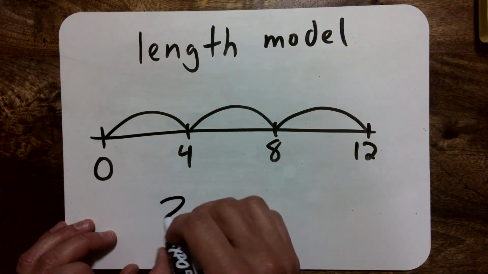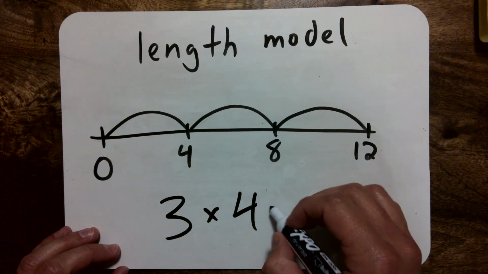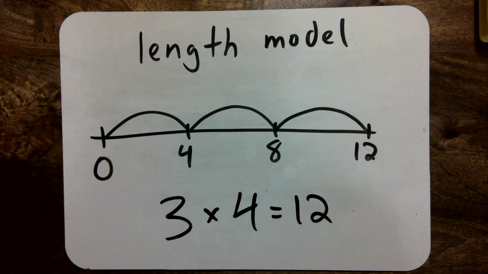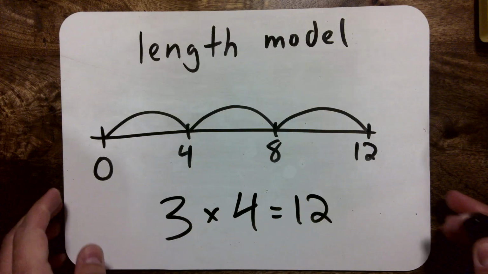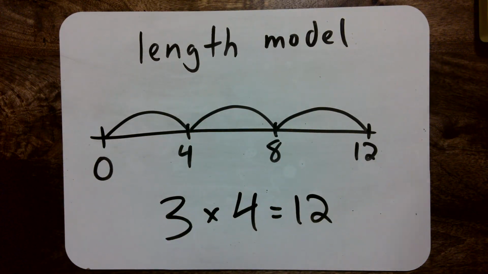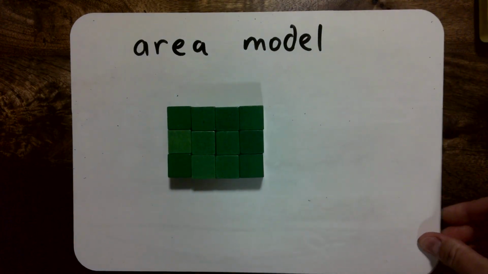And then again, the abstract model is going to be the same for all of these: 3 times 4 equals 12, again making connections to that group structure. And the new model type that we haven't looked at for addition and subtraction is an area model.